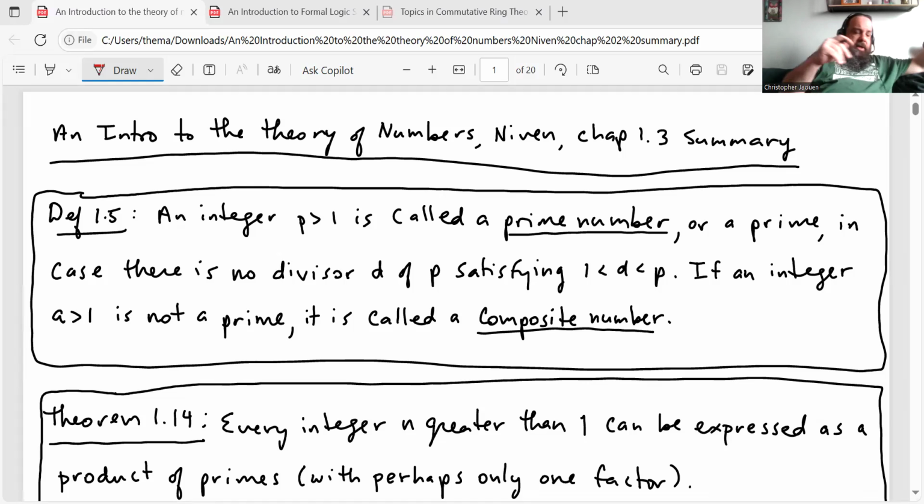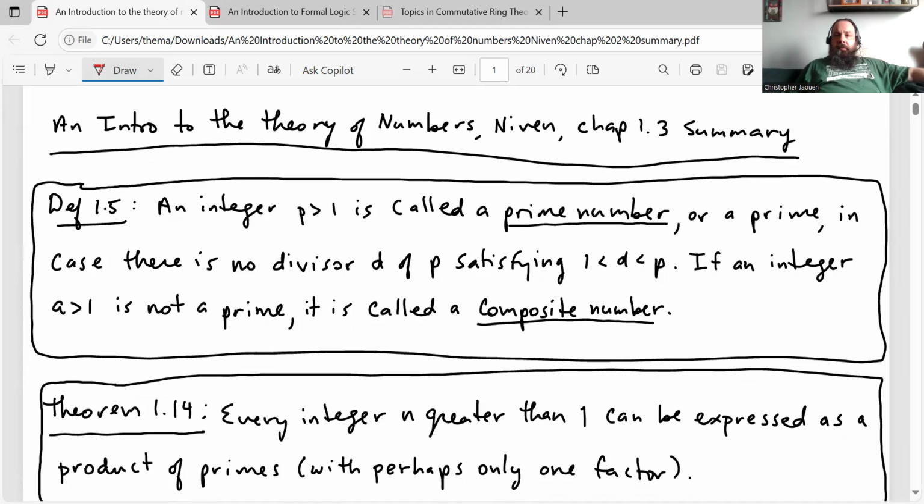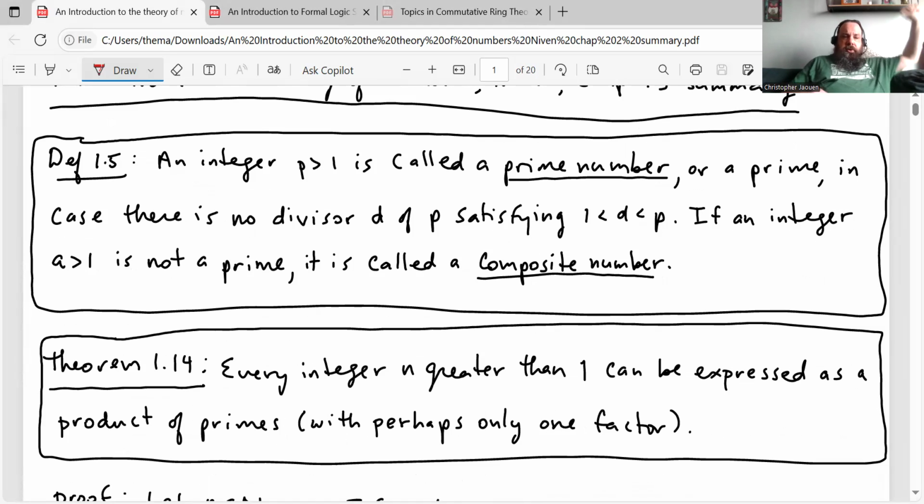Okay, so this section of chapter one is on prime numbers. We start with a definition of what a prime number is. Here's definition 1.5. An integer p greater than 1 is called a prime number, or a prime, in case there is no divisor d of p satisfying 1 < d < p. If an integer a greater than 1 is not prime, then we call it a composite number.